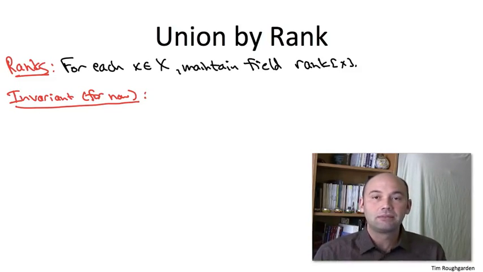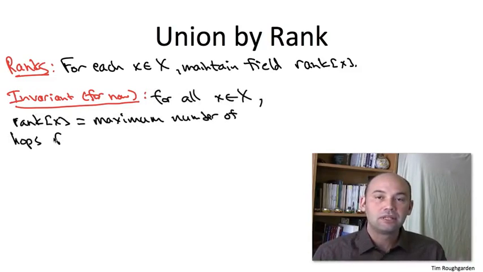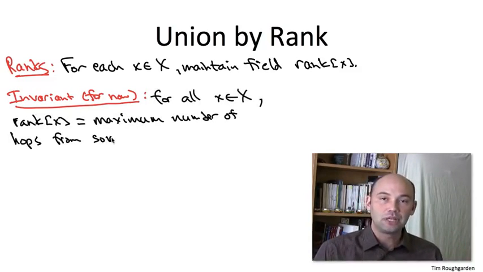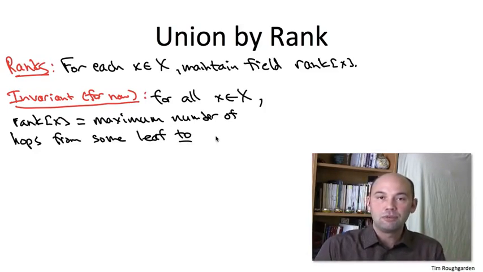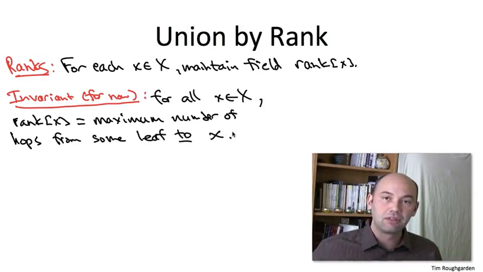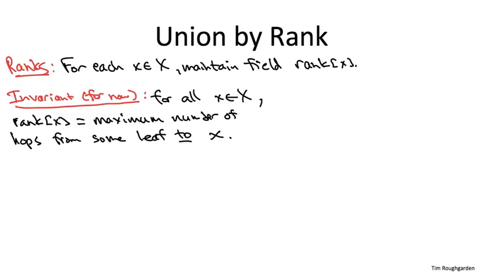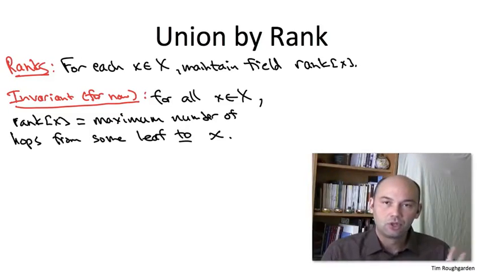It's going to be the maximum number of hops required to get from a leaf of X's tree up to X itself. So for example, if X is a root, this is going to be the worst case length, the maximum length of any leaf to root path in the tree. Just to make sure this is clear, let me draw a quick example.